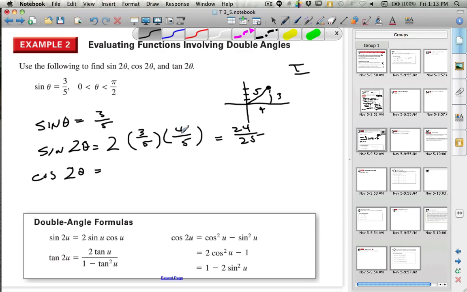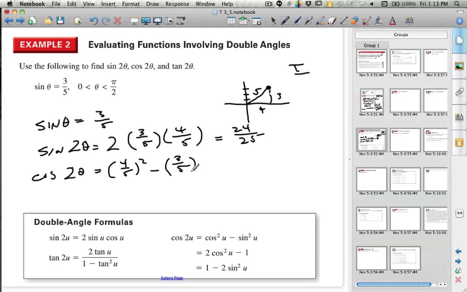So cosine was 4/5 again, so I'll have 4/5 squared minus sine squared, which would be 3/5 squared. So 16/25 minus 9/25. 16 minus 9 is 7, so 7/25.